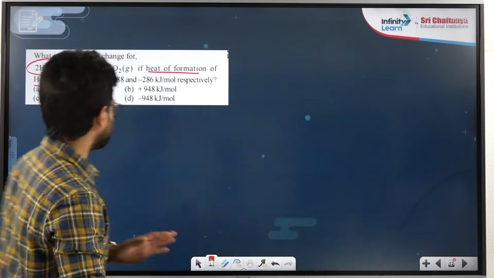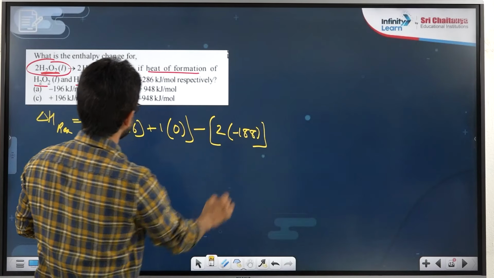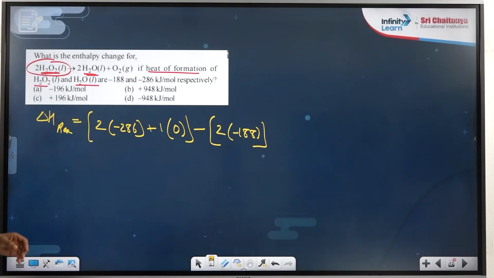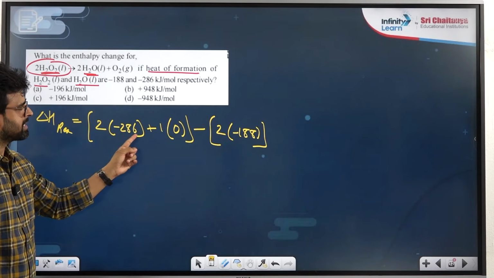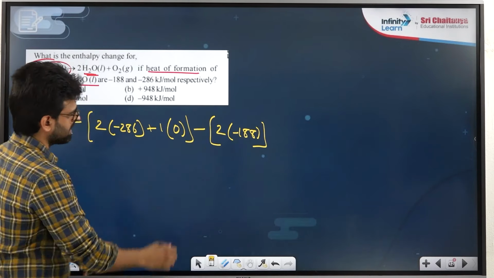So what is the value given? 2 into minus 188, right? So we can solve this, right? 2 into minus 286, 2 into minus 188, right? This will become plus, this is minus, so if you solve, almost minus 196 will come here, right? Because the negative value is larger and the positive value is smaller, a negative answer will come, right? If you solve this, clear? Good.